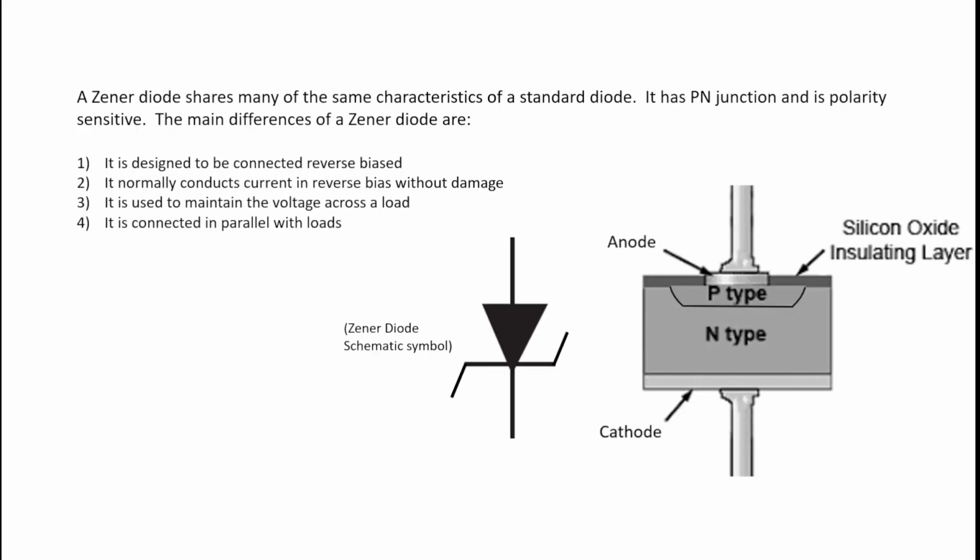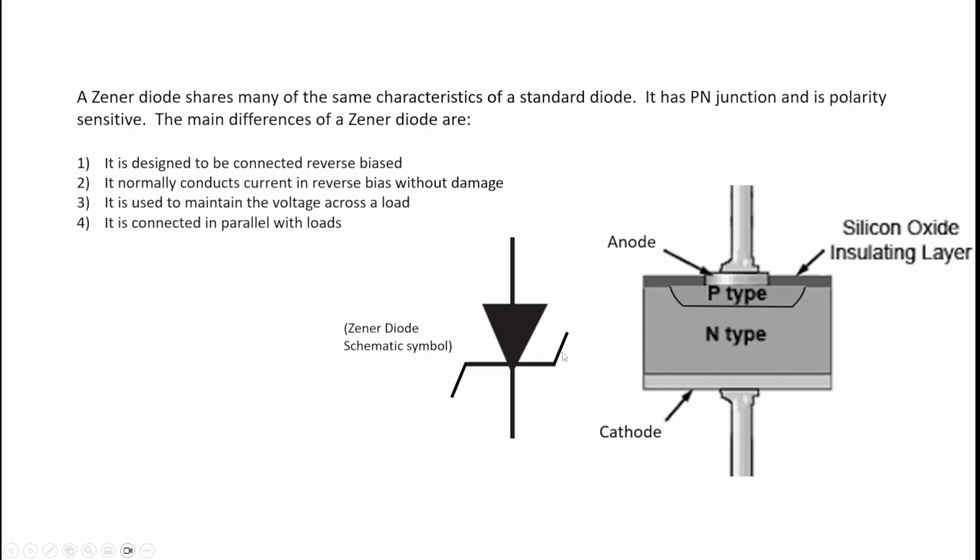A Zener diode shares many of the same characteristics of a standard diode. It has a PN junction and is polarity sensitive. The main differences of a Zener diode are, one, it's designed to be connected reverse bias, so a little bit different. It's normally going to conduct current in the reverse bias direction without damage. It's used to maintain the voltage across a load, and sometimes that's referred to as a regulator circuit. And it's connected in parallel with loads because it's meant to regulate the voltage across a load.